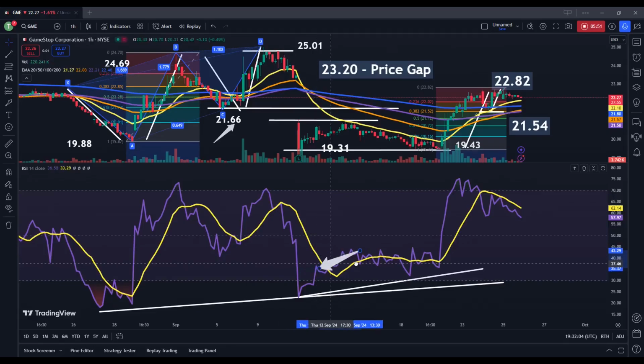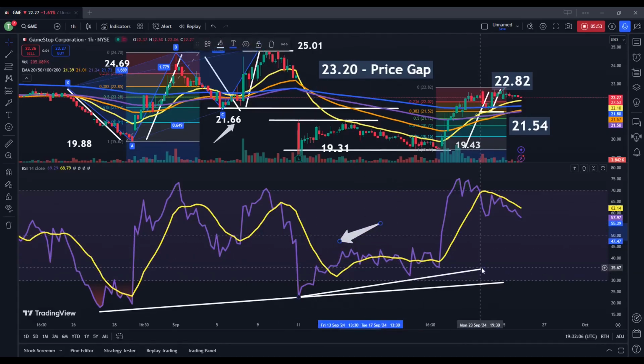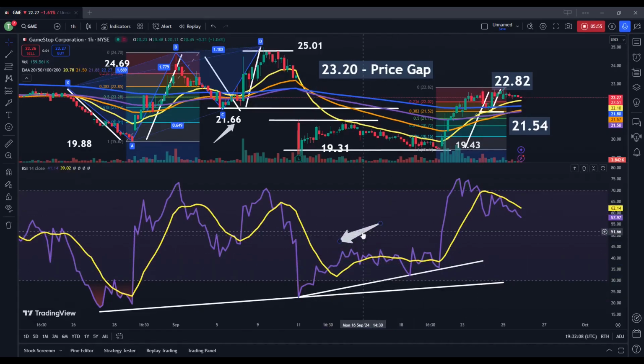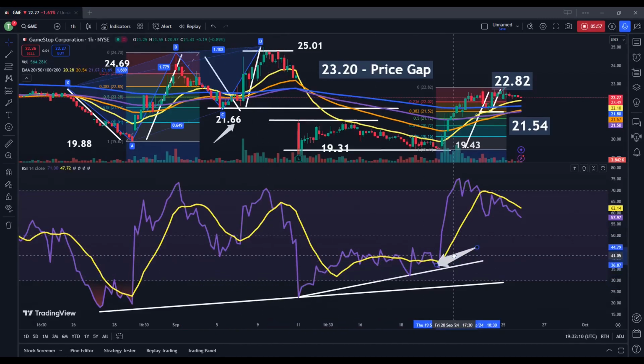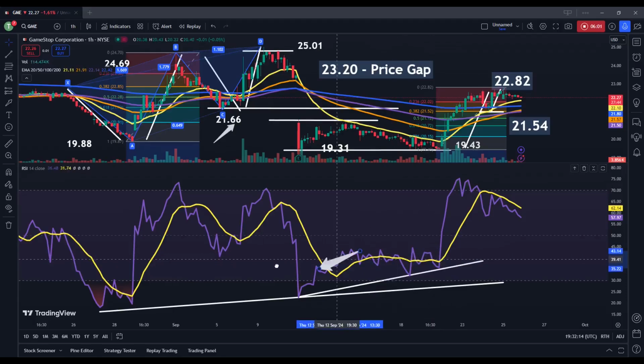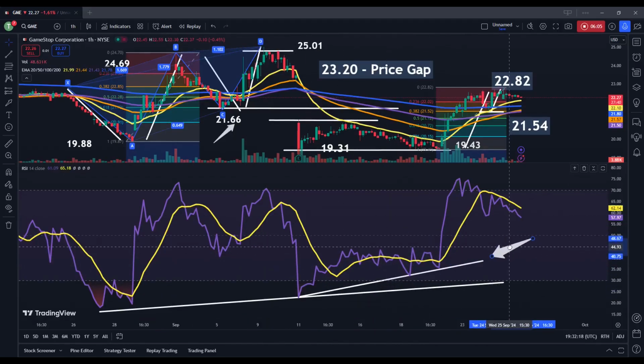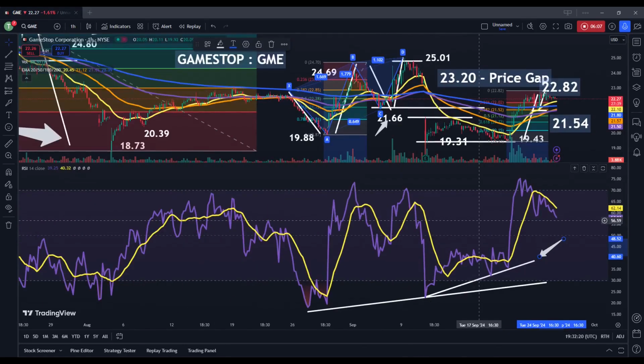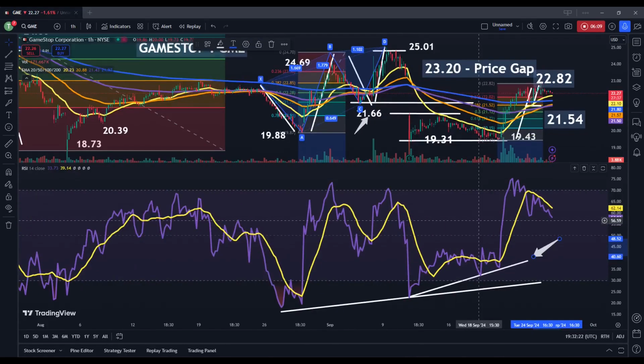In addition to that, you have these dual trend lines here at the bottom of the relative strength index, which are both pointing in the positive direction. You've got a shorter term trend and a longer term trend, and they are both pointing upward. So those are positive developments. Overall, there is still a lot of wood to chop here. I mean, this is the hourly time frame.